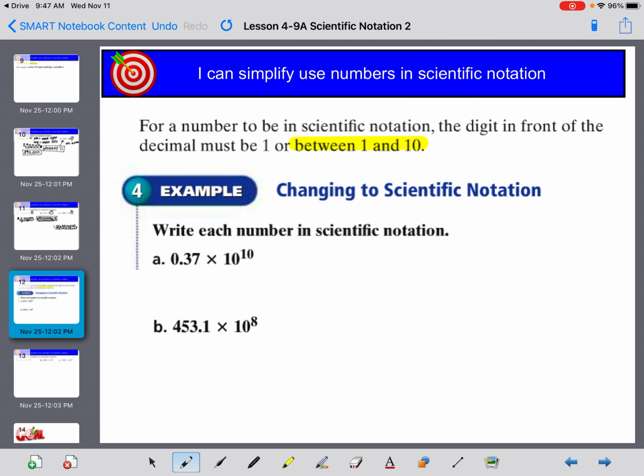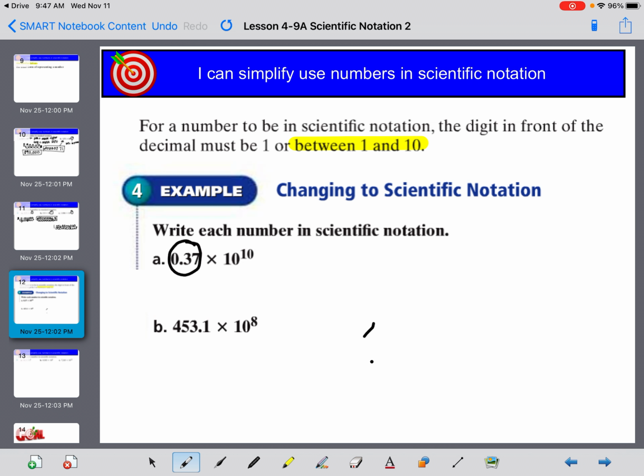Now, for a number to be in scientific notation, the digit in front of the decimal must be 1 or between 1 and 10. Now, sometimes we'll get a number that appears to be in scientific notation, but not really. And the reason it's not really is because the first number is not between 1 and 10.